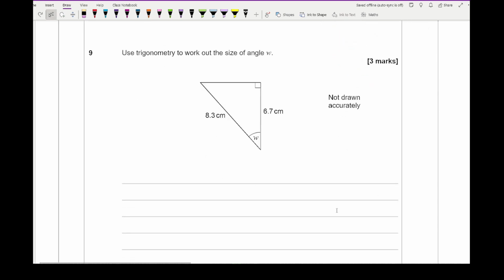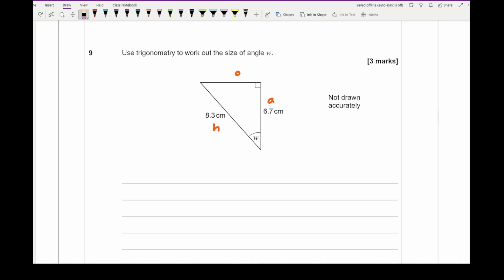Moving on to question 9, it says use trigonometry to work out the size of angle W. So the first thing we need to do with trigonometry is we recognise it's a right angle triangle, so we're going to be using SOHCAHTOA trig. For this, what we need to do is label the triangle. I always recommend to my students to label the hypotenuse first, because that's always the side that's opposite the right angle. So that's H. The side that's opposite the angle in question is O, and the side that's remaining is going to be A.